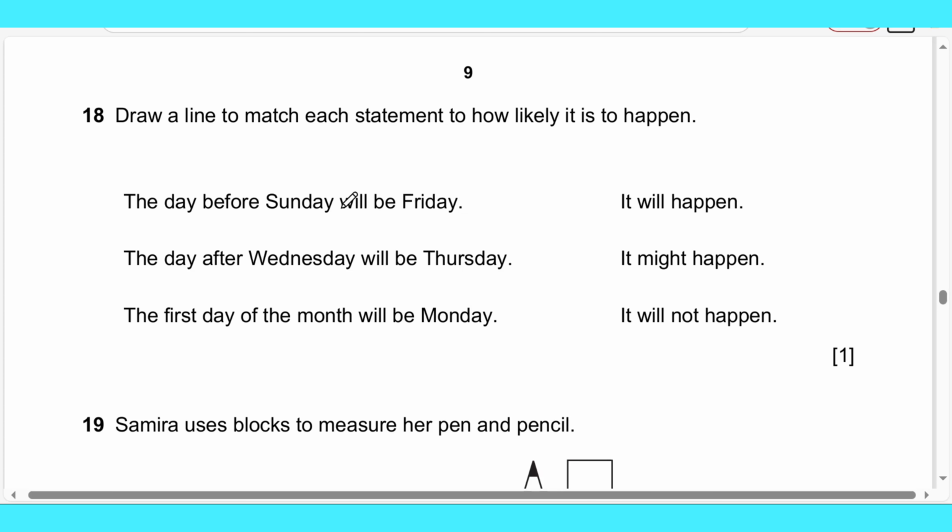Okay, are you done with your answer? So, the day before Sunday will be Friday. It will not happen. The day after Wednesday will be Thursday. It will happen. The first day of the month will be Monday. It might happen. There's a possibility. It may be yes and no. This one for sure is 100% yes, so it will happen. This one, the day before Sunday will be Saturday, so it will never happen. Alright, let's move on.